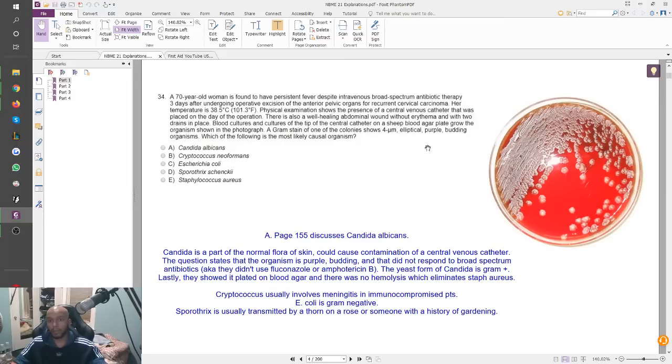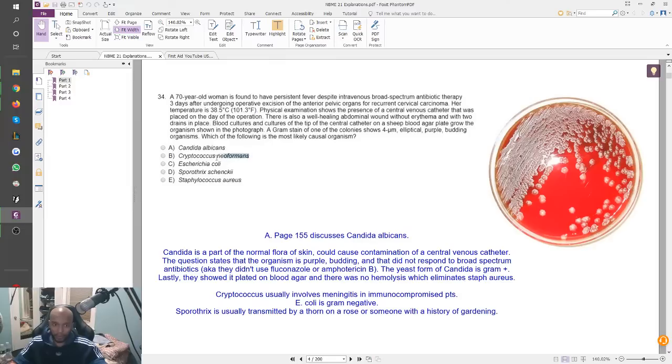So they described budding, they described sheep blood agar, they described the fact that she's been on broad-spectrum antibiotic therapy, which really means that it's very unlikely she is infected by a bacteria, right? And she had indwelling catheters. She's very, very old, so her immune system isn't exactly what it used to be. You look at all your answer choices. Now, she doesn't have a UTI, so we can knock this out. The description of the gram stain, they said is purple, which makes it gram positive, right? And E. coli is gram negative, so that also helps you knock that out.